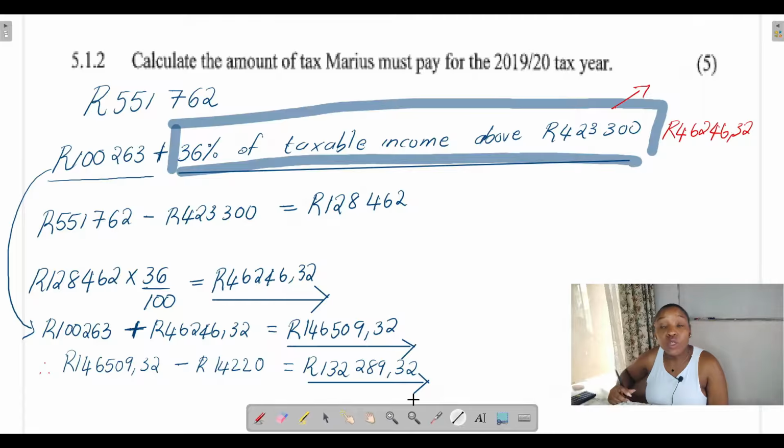So it's very important we calculate the amount of tax, we take into consideration that he's got a tax rebate, and we also take into consideration his age so that we know what we're supposed to subtract.